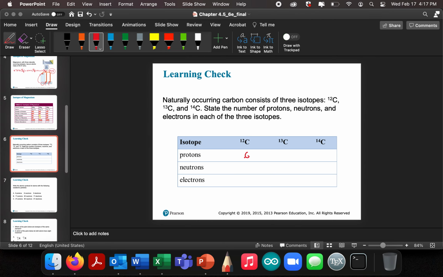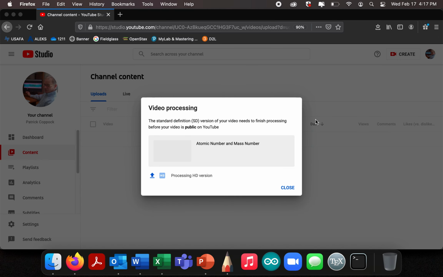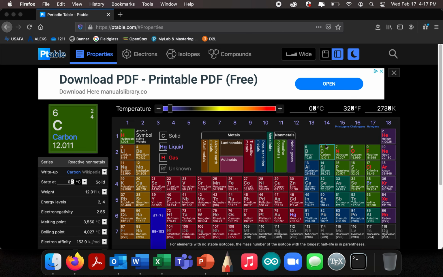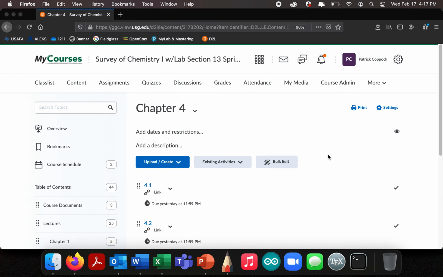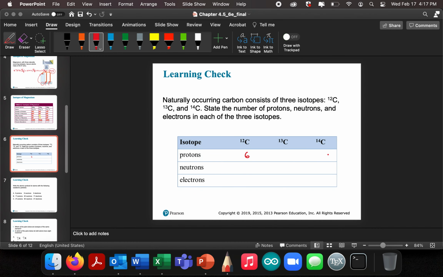Okay, the number of protons is 6 because carbon is carbon 6. That's the atomic number, 6, right? And so the number of protons for all of them is going to be 6. The number of electrons is going to be 6 for all carbon atoms, right? And the number of neutrons, that's going to be different now. This is 12, and so this must be 6. This is 13, so that must be 7. And this is 14, so this must be 8 neutrons in carbon 14.